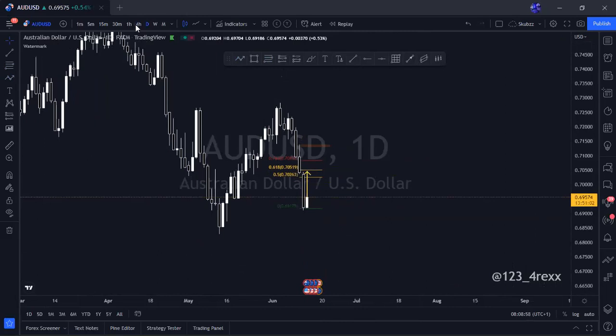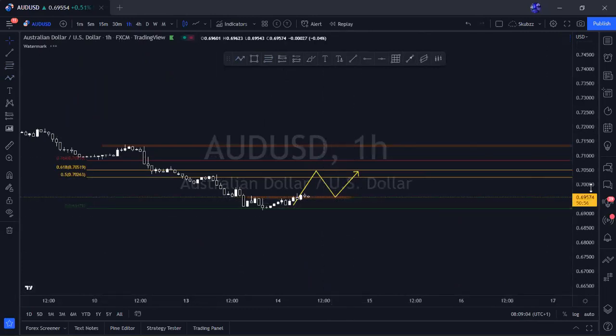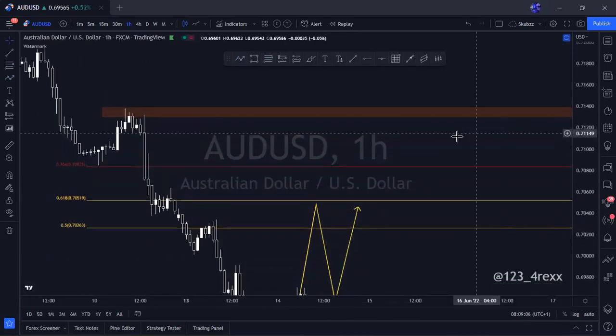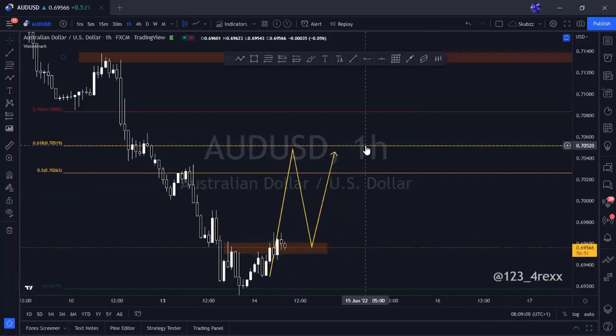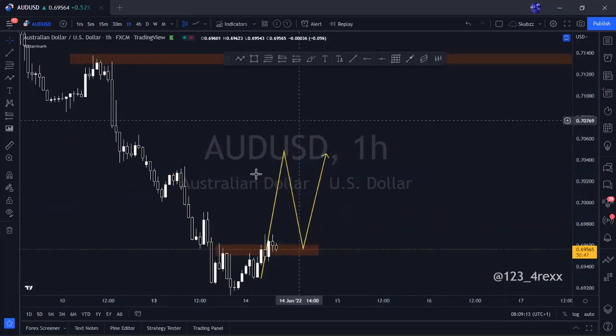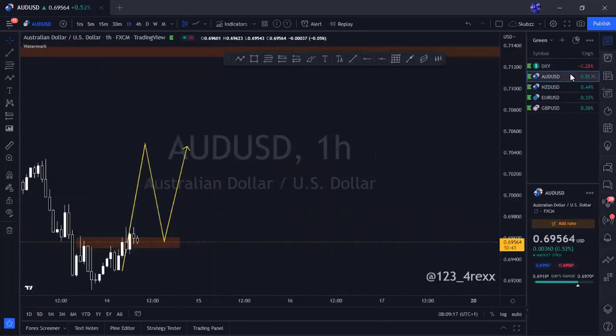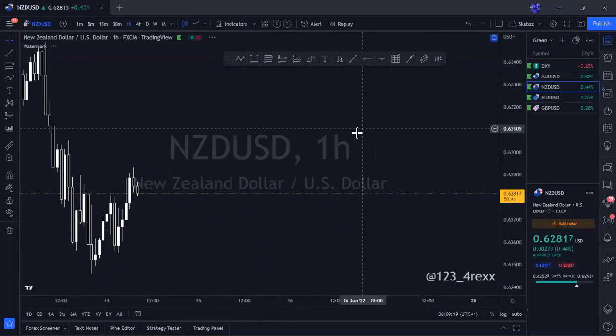But the whole long term is not my problem. What's my problem is what's happening on my mid time frame, that's my 1 hour. So that's basically what I'm going to be looking out for. So that being said, let's look at NZD USD.